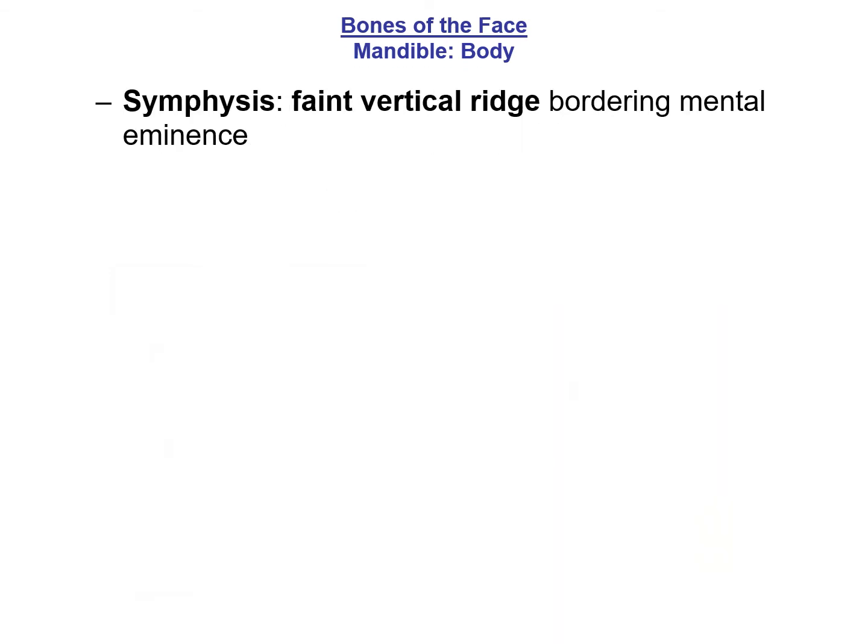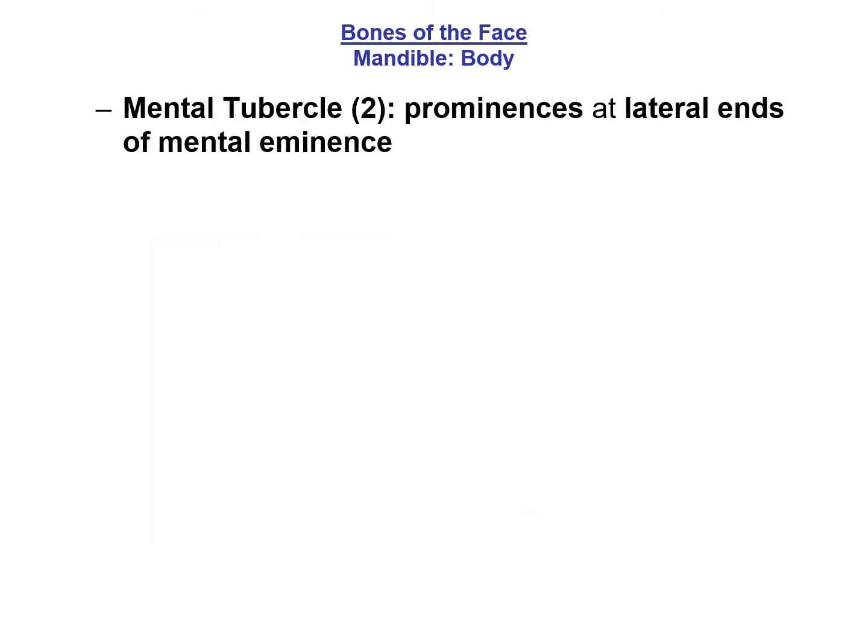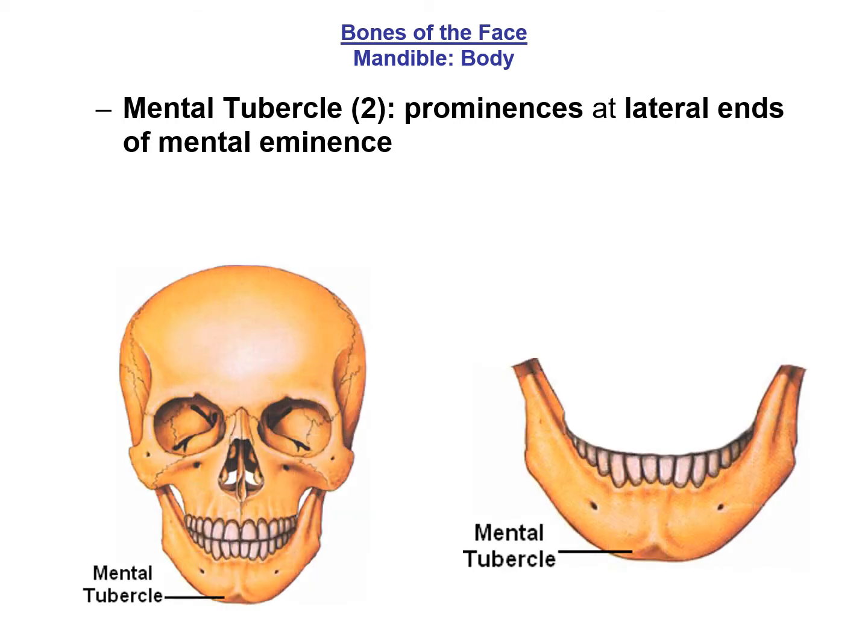Lateral to the mental eminence is the symphysis. So it's a faint vertical ridge that borders the mental eminence. It is along that lateral border of the mental eminence. That's the symphysis. At the lateral ends of the symphysis are the mental tubercles. There's 2 of those. These are little prominences at the lateral ends of the mental eminence. So they're little bumps. You can feel them on your chin.